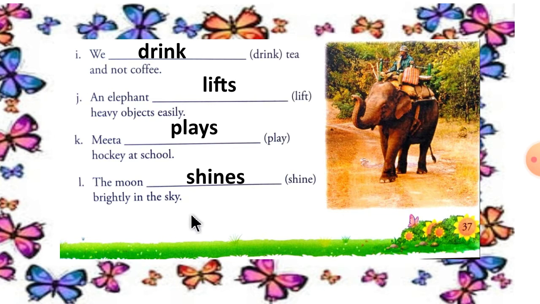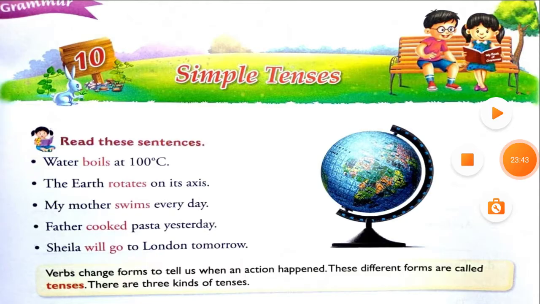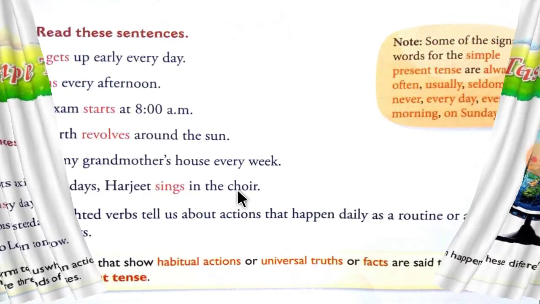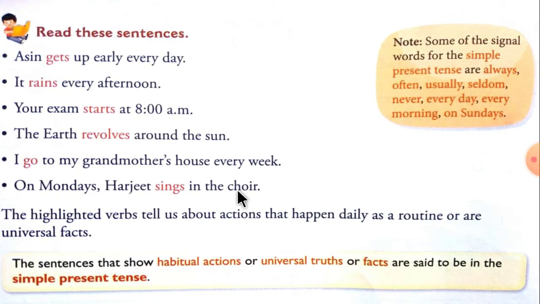So my dear students, today we will do till here only. We have completed 2 exercises in the textbook. So let's see the summary of today's textual explanation and exercise. In the textbook we started from Simple Tenses, lesson number 10. Read these sentences. First we completed this one. Then we saw what is simple present tense and how you can easily recognize it.